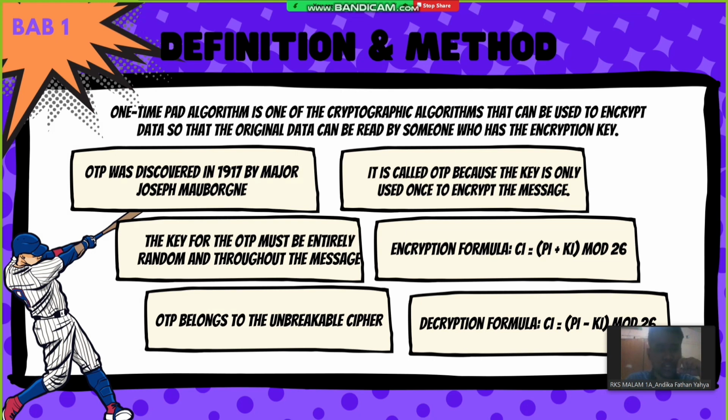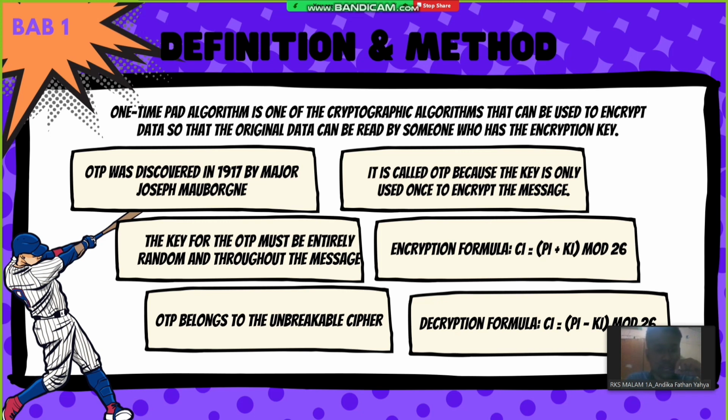One-time pad is one of the cryptographic algorithms that can be used to encrypt data so that the original data can only be read by someone who has the encryption key. The OTP was discovered in 1917 by Major Joseph Mauborgne, and it is called OTP because the key is used only once to encrypt the message. The key for the OTP must be entirely random and as long as the message. OTP belongs to the unbreakable ciphers.